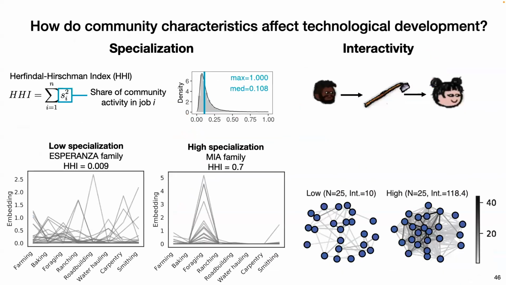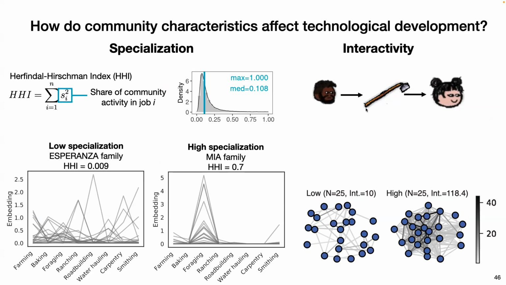But in addition, we can also try to understand how different characteristics of these communities affect technological development, where specifically we're looking at two factors: specialization and interactivity, although we've also looked at a whole range of different network properties. But these ended up being the best predictors. Specialization is based on an economic variable called the Herfindahl-Hirschman index, which essentially looks at how much diversity there is in the different jobs within the community. So for instance, in this family, we have very low specialization because there's very high diversity of job embeddings. Whereas this family is very specialized into foraging, where many people all share this as their same highest loading.